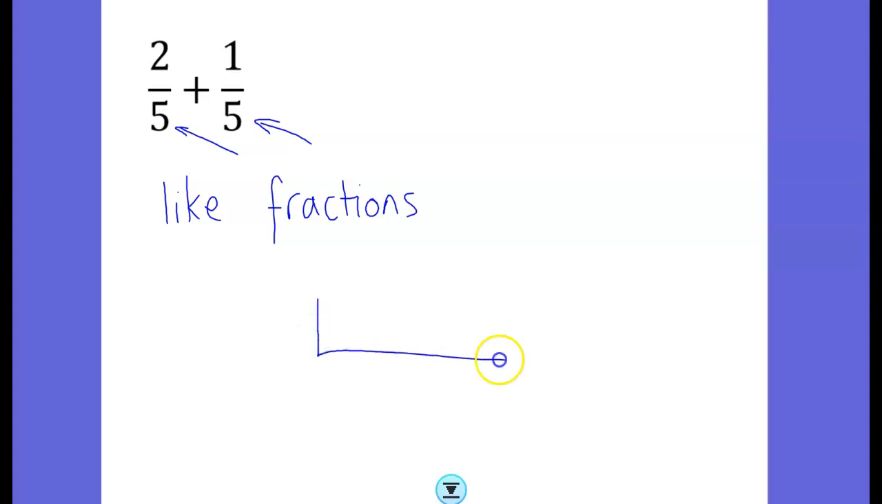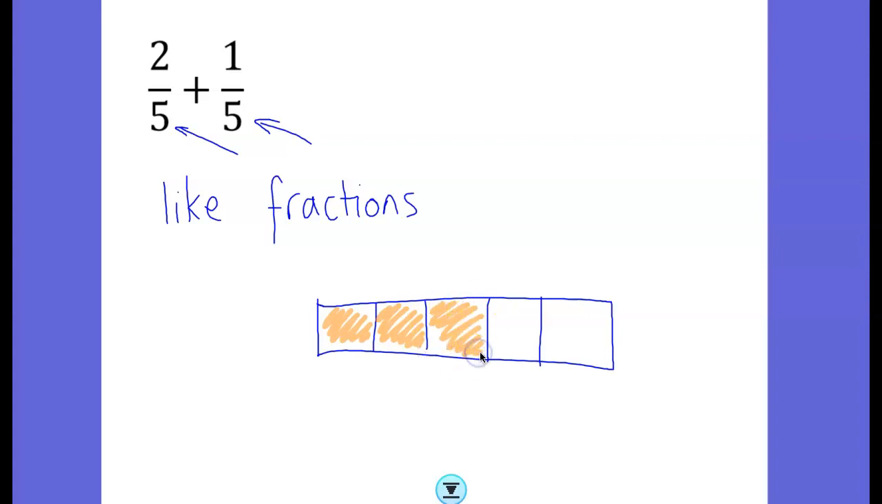If we imagine this is a whole thing, and if I split it into 5 equal parts, or attempt to, let's imagine those are equal parts. If I've got 2/5, colour in 2/5, and I add one more fifth, I just add one more like that, I've got 3/5. They don't change into tenths, nothing happens to the denominators, I end up with 3/5. So when we have like fractions, adding them is really easy.